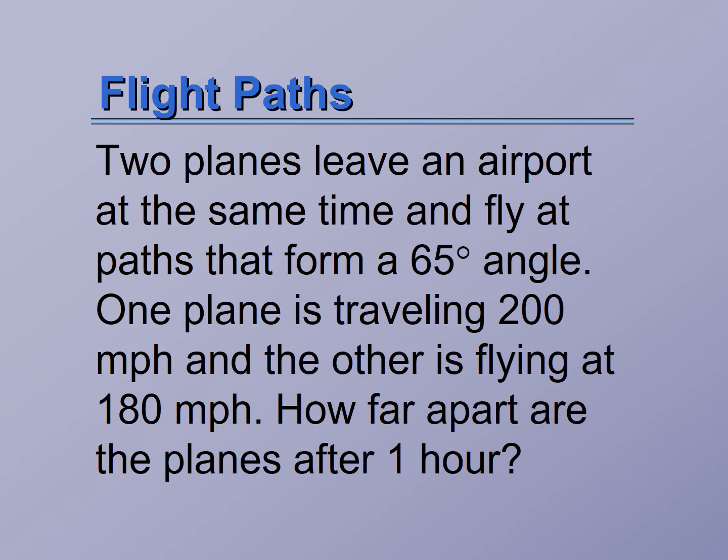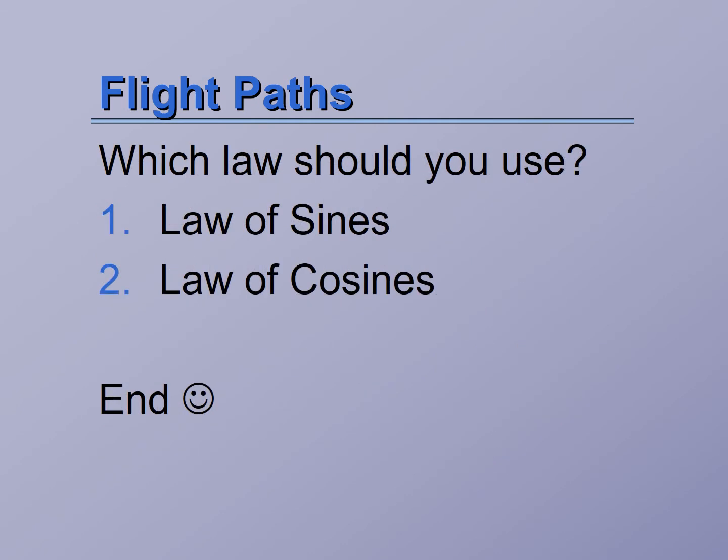So you can make a triangle. Labeling what you know, you have to decide what law you would want to use. After 1 hour, you want to see how far apart they are, and you know the other two sides because they gave us the miles per hour, but you want that last one, so you would end up using law of cosines.